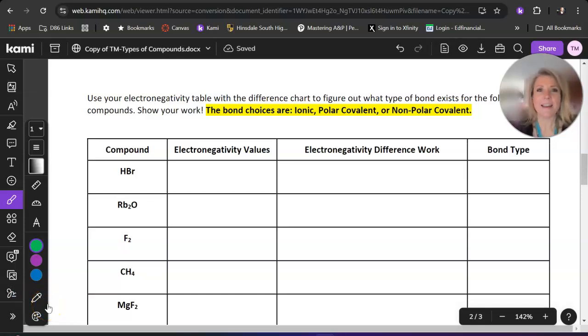Hello again. I bet you didn't think you were going to see me so much today, but this is the next page after our types of compounds worksheet.